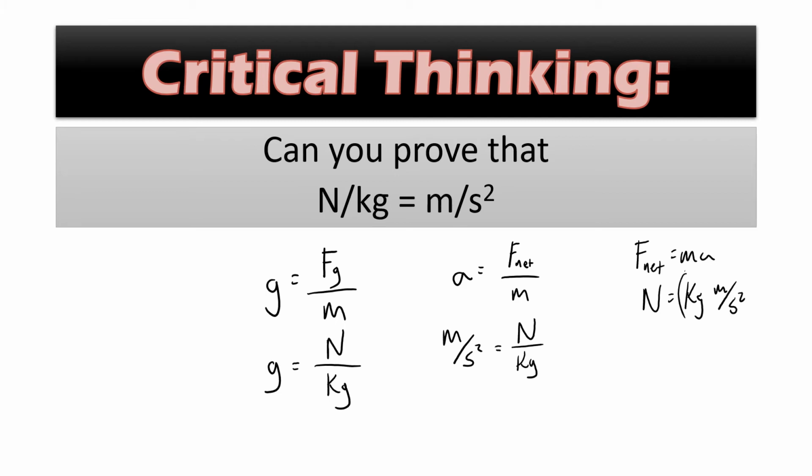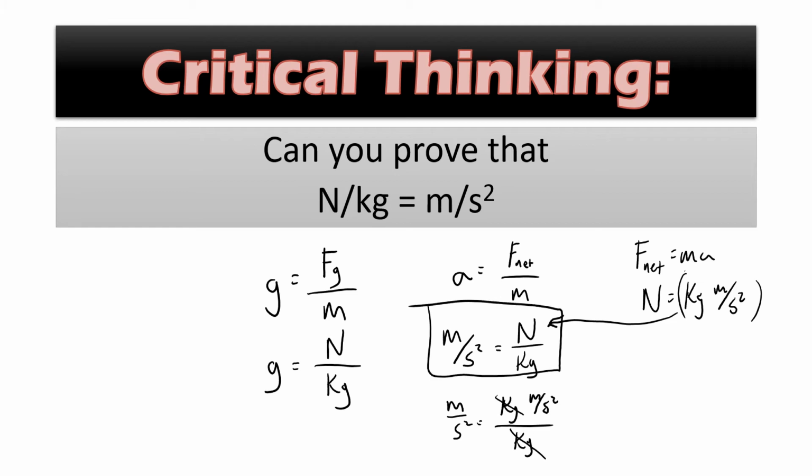So we can plug this in over here, and say meters per second squared is equal to kilogram meters per second squared over kilogram. I just plugged this in over here. And now cancel, cancel, and you can see that this is simply saying a meter per second squared is equal to a meter per second squared. So it all evens out, no matter how you look at it.